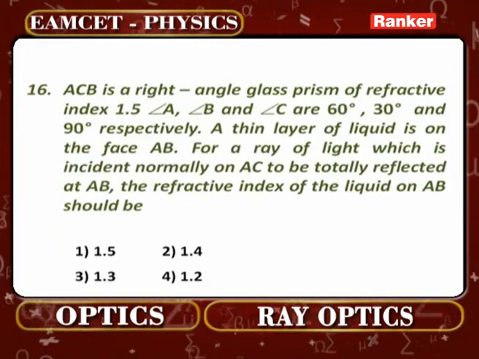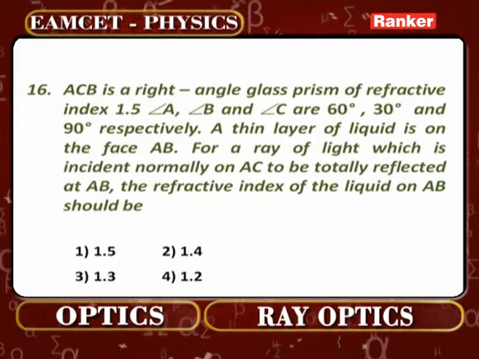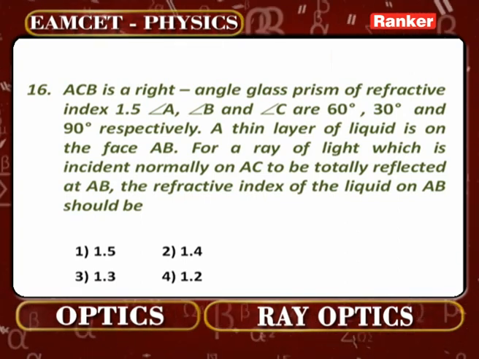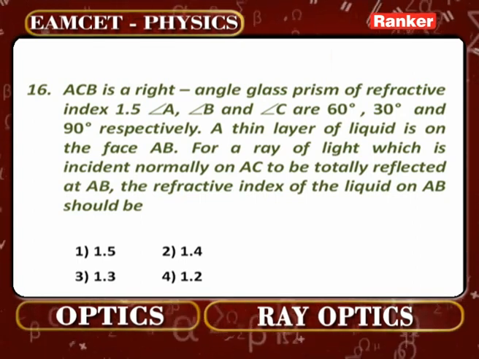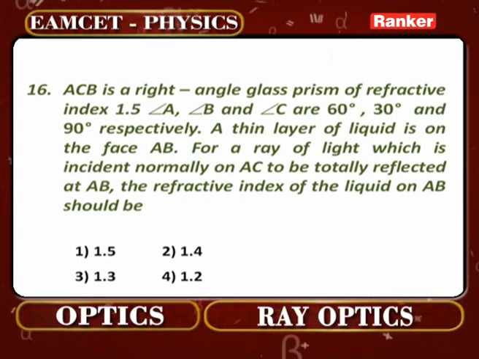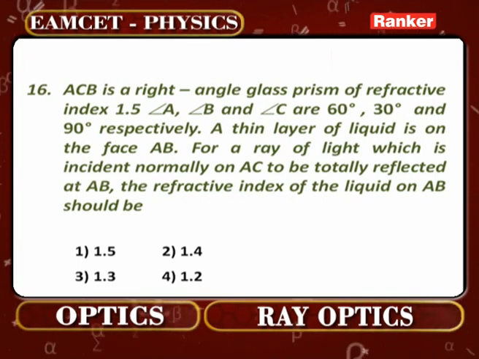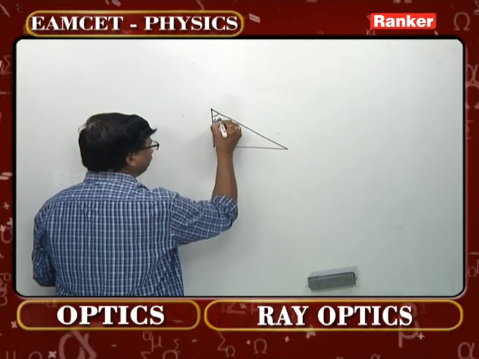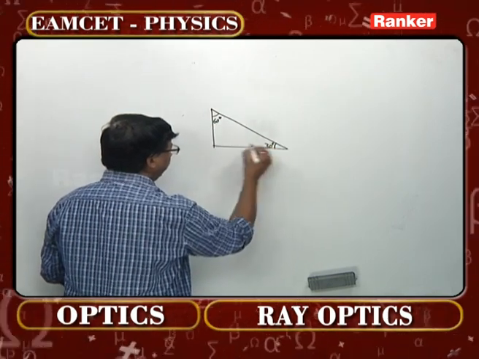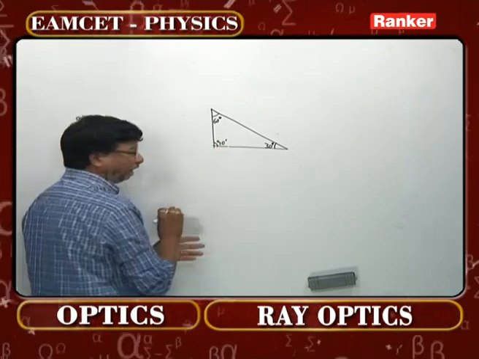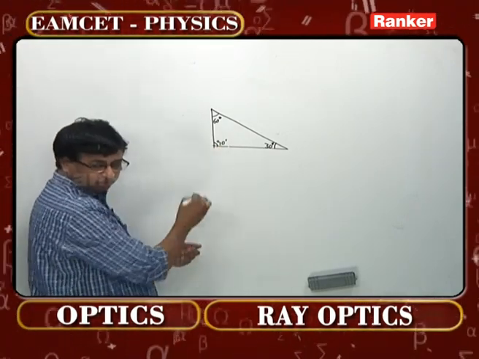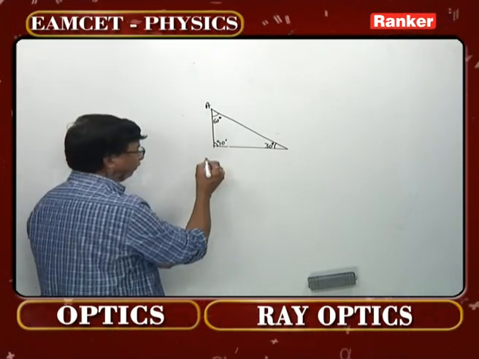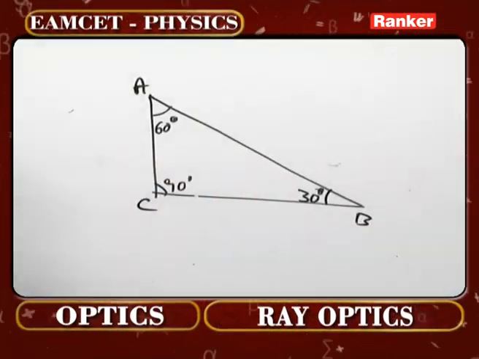Problem 16. ABC is a right angle glass prism of refractive index 1.5. Angle A, angle B and angle C are 60, 30 and 90 respectively. Let us just draw one small triangle over here please. Right angled triangle this way he is talking. Now this angle is given 60, this angle is given 30, this angle is given 90. That's what he is talking. Then which one? 60 means it should be A, and of course 90 means it should be C, and this one must be B. What is it he is asking you?